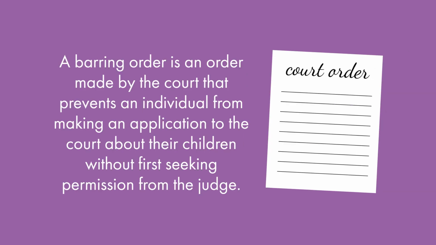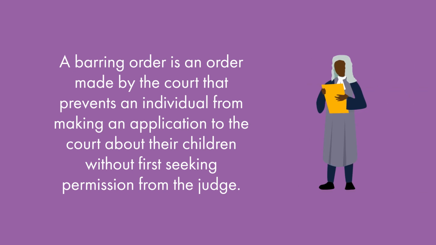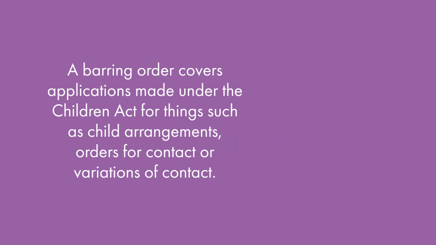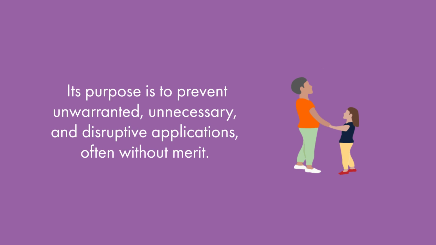A barring order is an order made by the court that prevents an individual from making an application to the court about their children without first seeking permission from the judge. A barring order covers applications made under the Children Act for things such as child arrangements orders for contact or variations of contact. Its purpose is to prevent unwarranted, unnecessary, and disruptive applications being made which are often without merit.